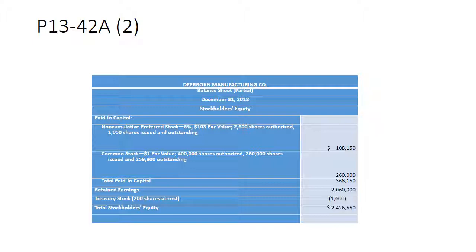$2,426,550. So this problem takes care of that second part of the chapter where we focus on stock dividends and treasury stock and how they affect the stockholders' equity.